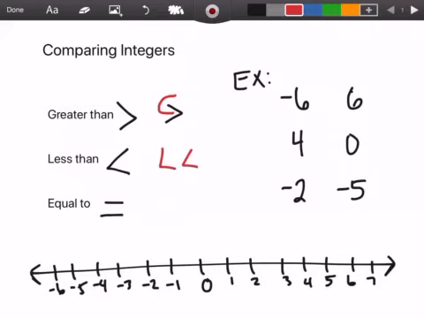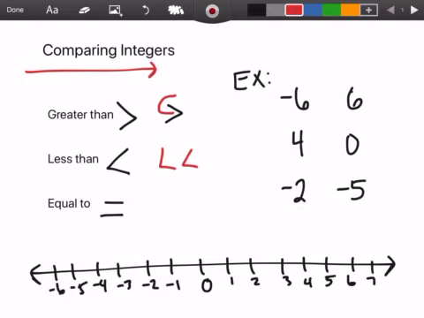Keep in mind that we always read from left to right. So as we read the problems, we're going to start with the number on the left, then we're going to say our symbol, and then we say the number on the right. So our first one is -6 compared to +6.